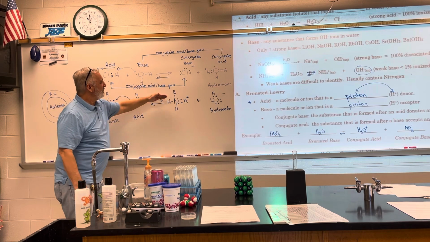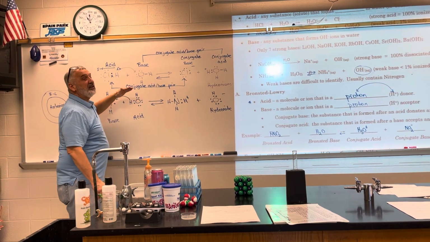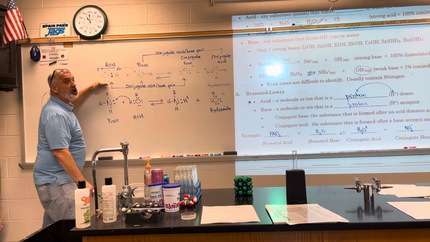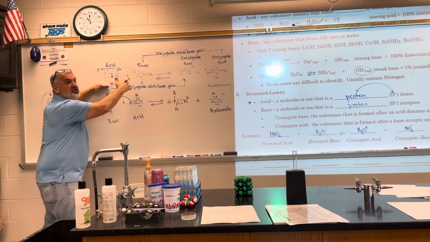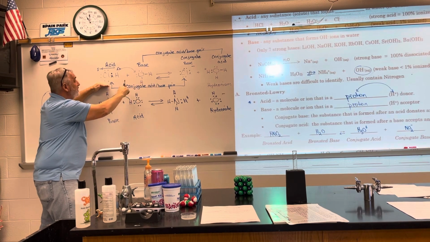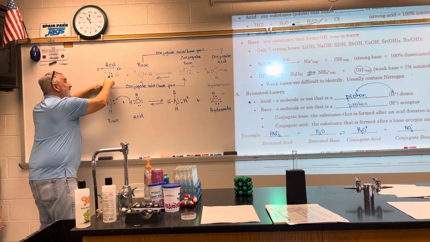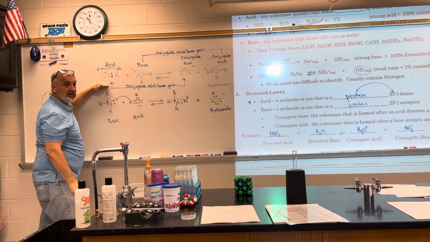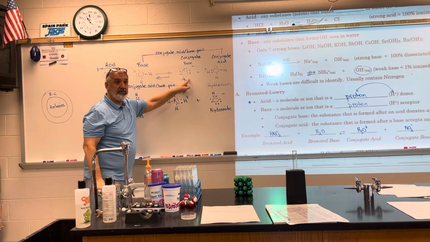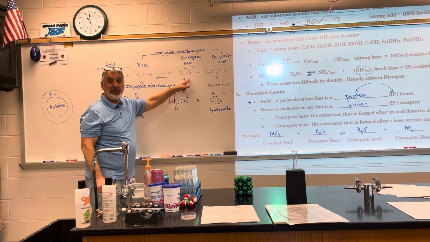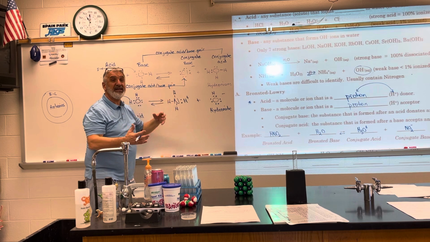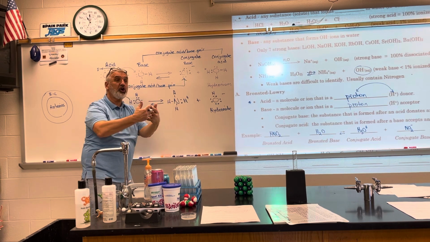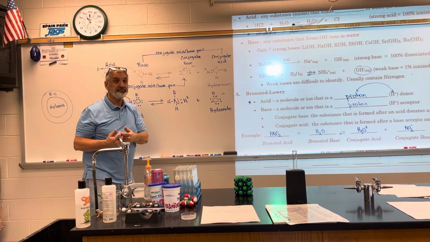All right, so here's the deal. If it's a strong acid, that means it readily donates, 100% donates the hydrogen, which means the bond between the hydrogen and the anion is very weak. So the anion that's formed, the conjugate base, is going to be a very weak conjugate base. It's not going to have much of an attraction for a hydrogen. A strong base has a strong attraction to get the hydrogen back.